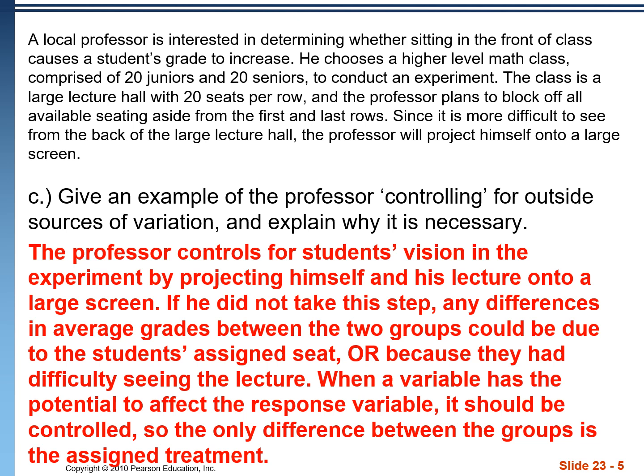So when we have a variable that could affect that response variable, we want to make sure we control it, so the only difference between the two groups is the assigned treatment. This is the ultimate purpose of our experiment here. And controlling makes sure that the only difference across those groups is the treatment we're assigning.